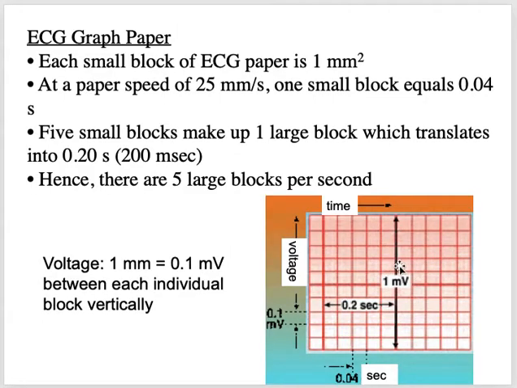Basically, the graph paper runs at a speed of 25 millimeters per second. Each small block represents 0.04 second, and the big block represents 0.2 second. See, 0.04 plus 0.04 plus 0.04 plus 0.04 plus 0.04 makes 0.2 seconds. Which means 5 big blocks represent 1 second.